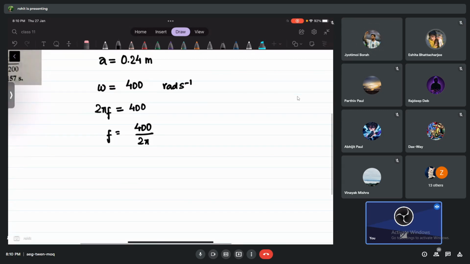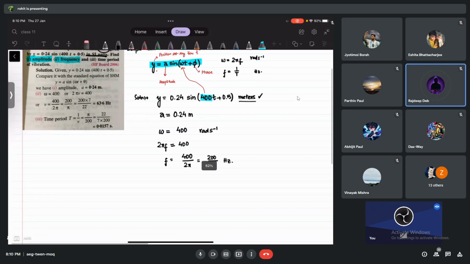You can just keep it like that, or at least one step we can simplify. I can write 200 by pi, and of course this answer will be in hertz, because it's the frequency. So we got the second answer also.